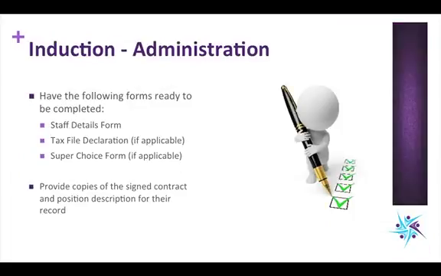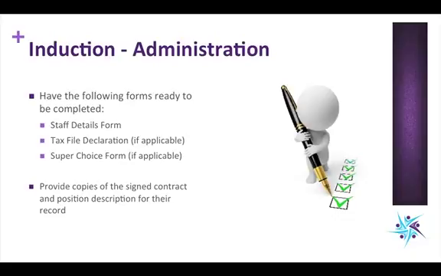The administration things that you need to know about: you need to have some forms ready, so you'll have to have the staff details form ready for them to complete. You might have emailed it to them beforehand, but they need to have completed that. If they are an employee, there's the tax declaration form, so you can get tax declaration forms from the newsagency. Most newsagencies will hold them, or you can order them direct from the tax office. So it's up to you how you want to get them, but you want to get them in the office.